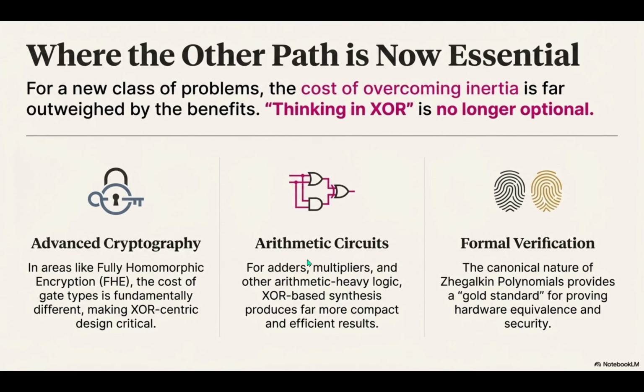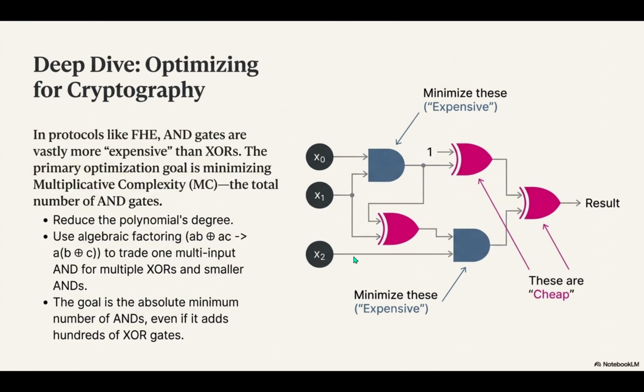So the entire optimization goal completely shifts. Instead of minimizing total gates, which is the traditional goal, the focus is reducing what's called multiplicative complexity, or MC. Which is just a fancy way of saying the total number of AND gates, or the degree of the polynomial. Precisely. The sources document cases where engineers will intentionally add hundreds of cheap XOR gates just to save a single AND gate. The cost asymmetry is that severe. And how do they do that? They use algebraic factoring techniques like trading one larger AND term for smaller terms that combine XORs and smaller ANDs. For example, changing AB plus AC to A times the quantity B plus C.